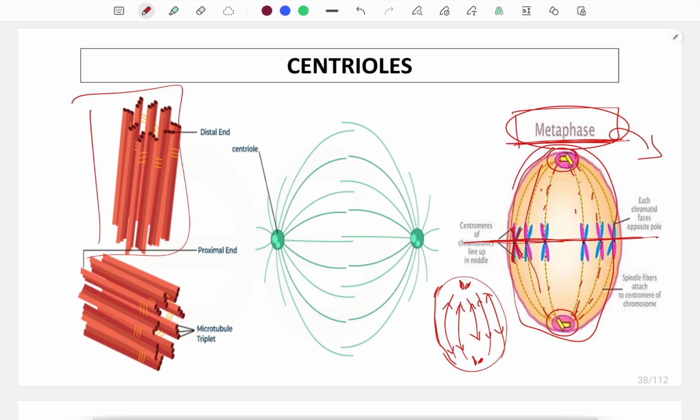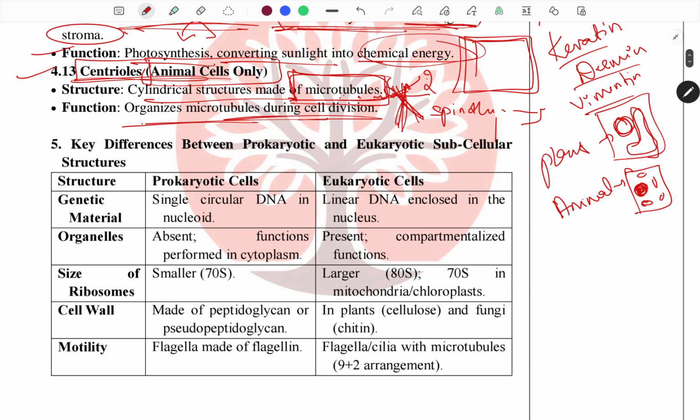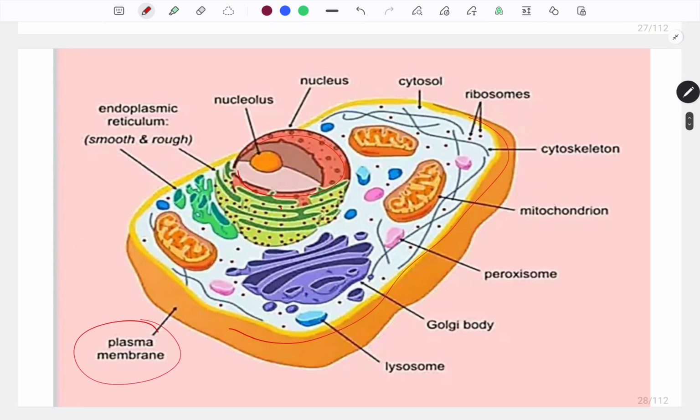And one more thing, these centrioles are made up of microtubules. This is how the overall eukaryotic cell will look. The outermost layer in the case of eukaryotes is the plasma membrane. Then in the middle, the round-shaped organelle is the nucleus. The nucleus is a double membrane structure, and inside it the nucleolus is present, and the nucleus is a structure which will store the genetic material. Adjacent to that, there is one more organelle, the endoplasmic reticulum.